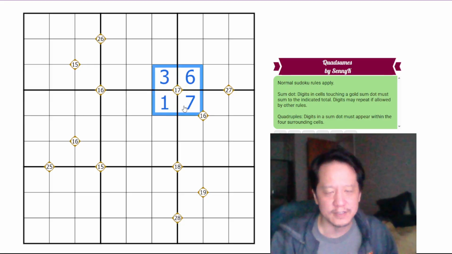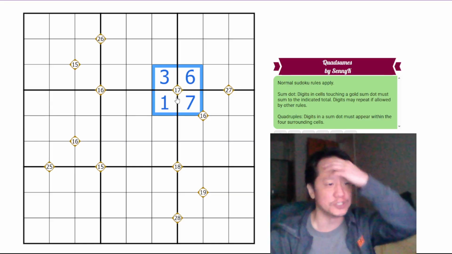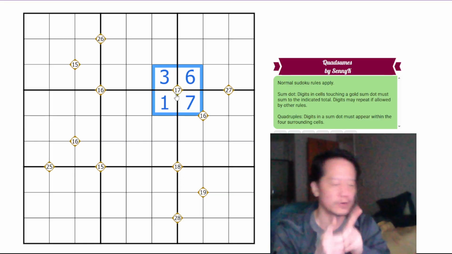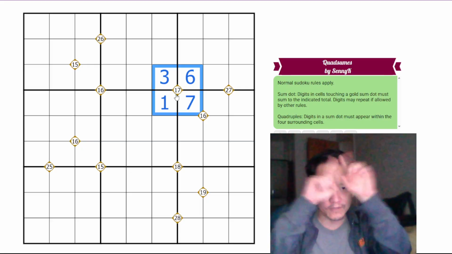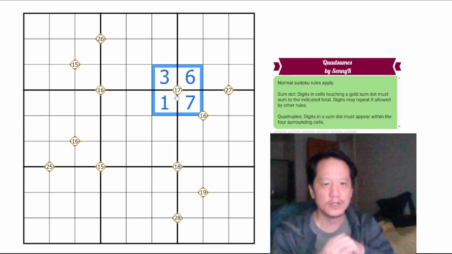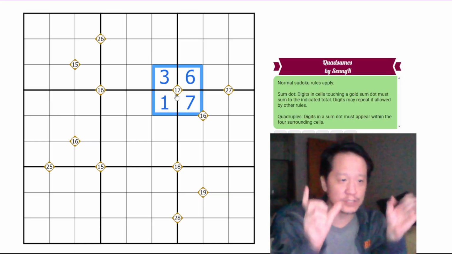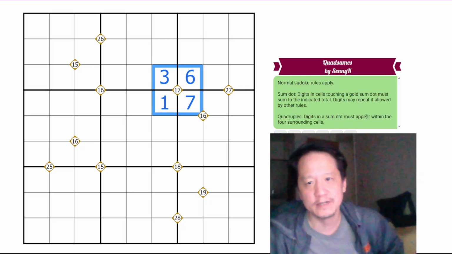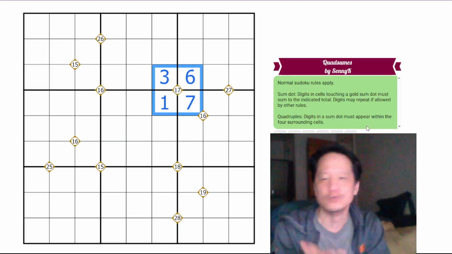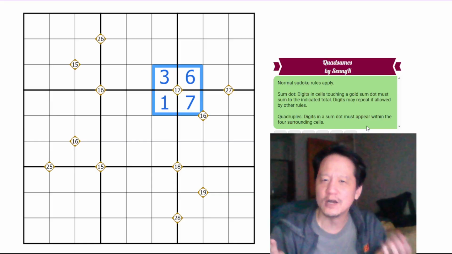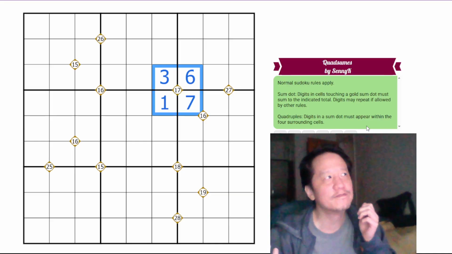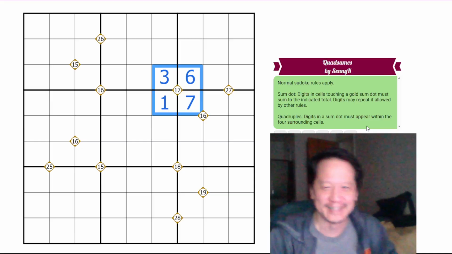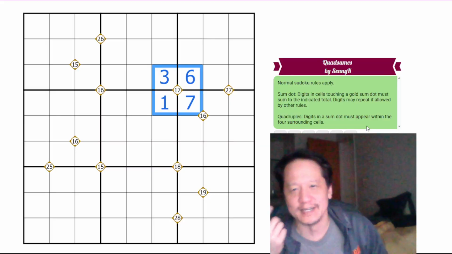So the digits inside these sum dots do double duty. They form a 2-digit number, which the 4 surrounding cells must add up to, and they are also the digits which must appear at least once in the 4 surrounding cells around the sum dot, which is why these are called quadsums.